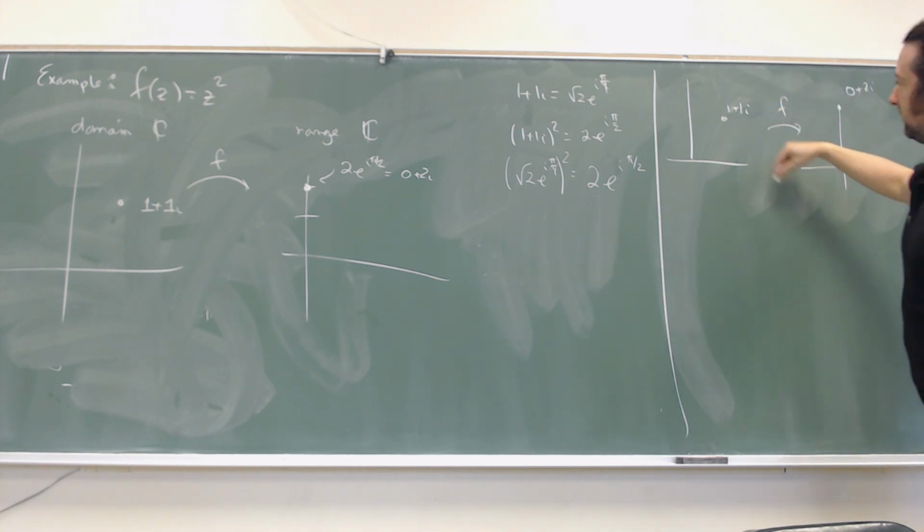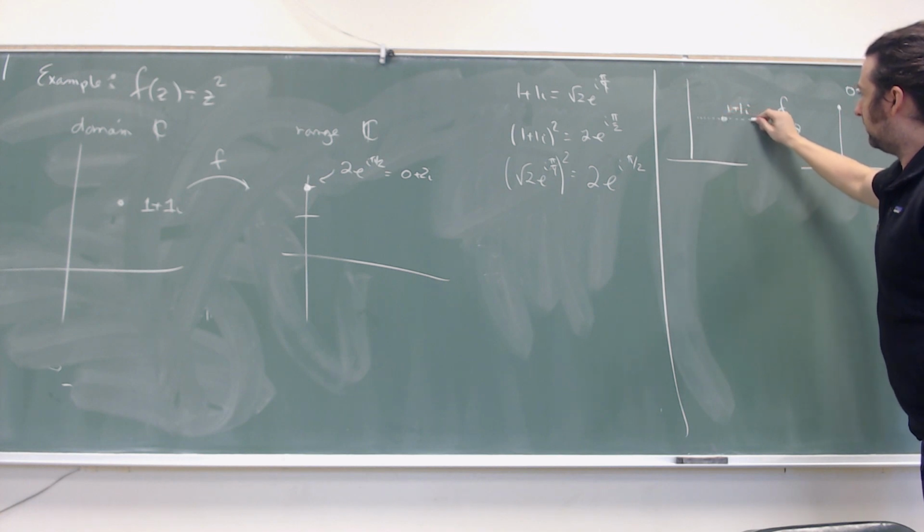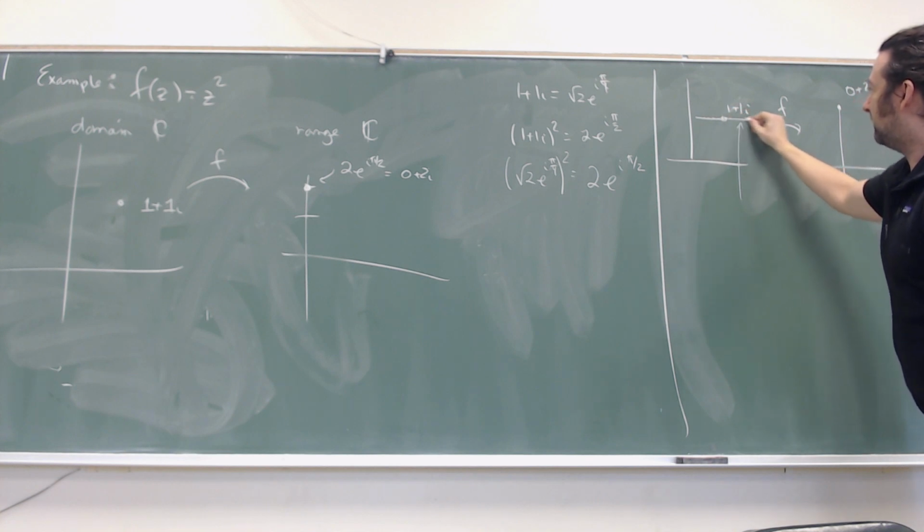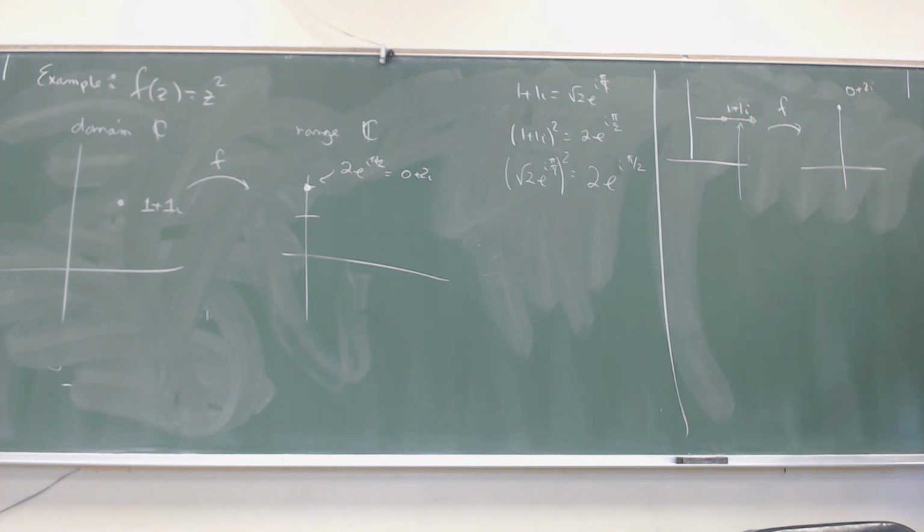So let's suppose that we just take this horizontal line right here. That horizontal line is, this is a good question. What is the equation of that? This line right here in the complex plane has what equation? It's a curve, so it's going to be a parametric equation. So what's the parameterization of that line?